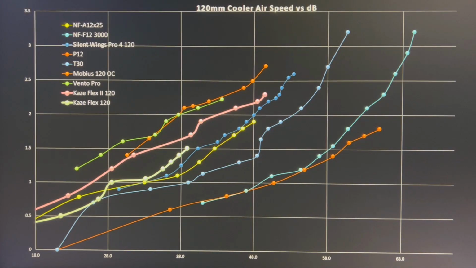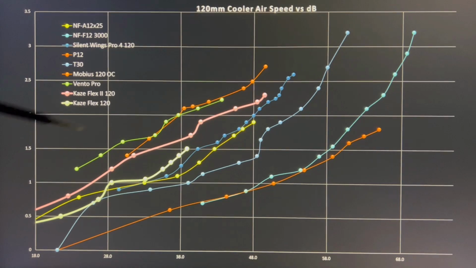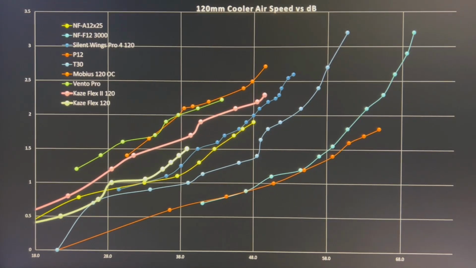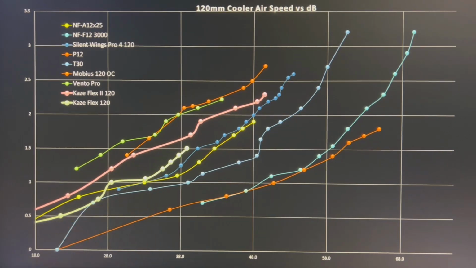Taking a look at the data from a slightly different perspective, and this is airspeed through the cooler versus decibels. Better fans are once again in the top left, worse fans are in the bottom right. And taking a look at the data more closely, this green line right here is representative of the Kaze Flex. The more pinkish line is representative of the Kaze Flex 2. Both of them are upper middle, I'm going to call it.